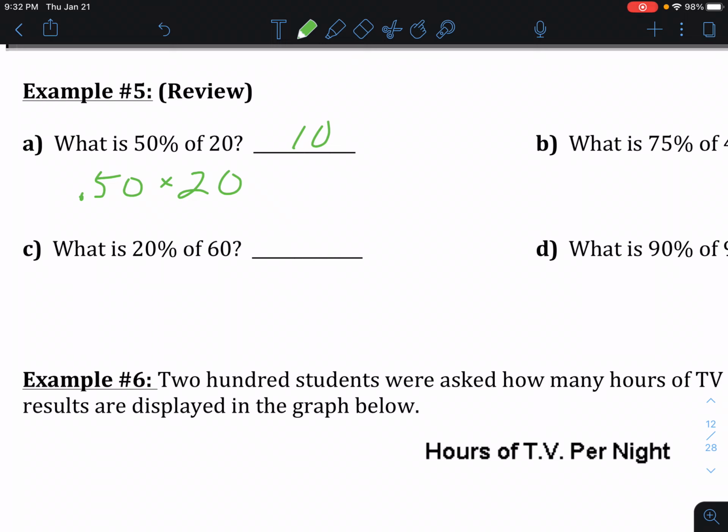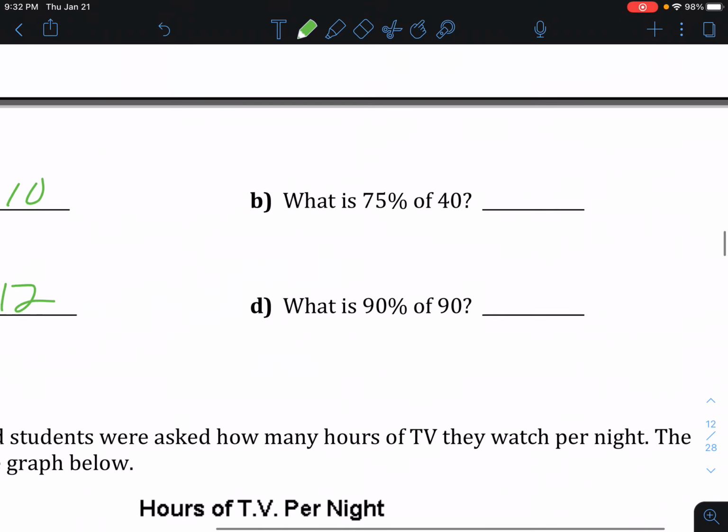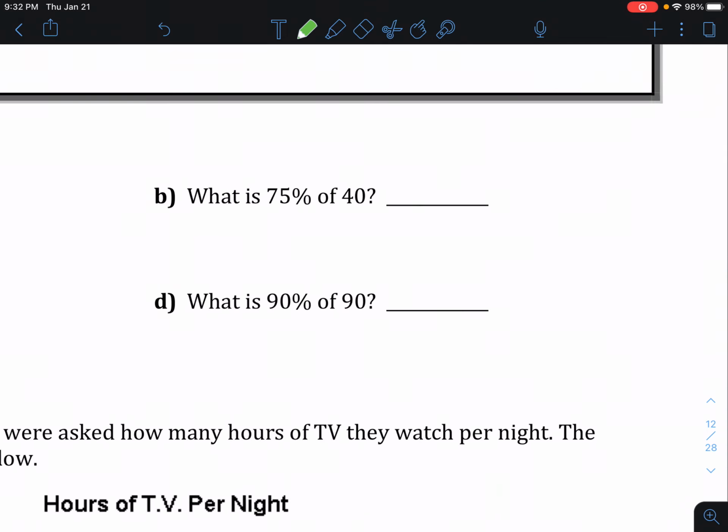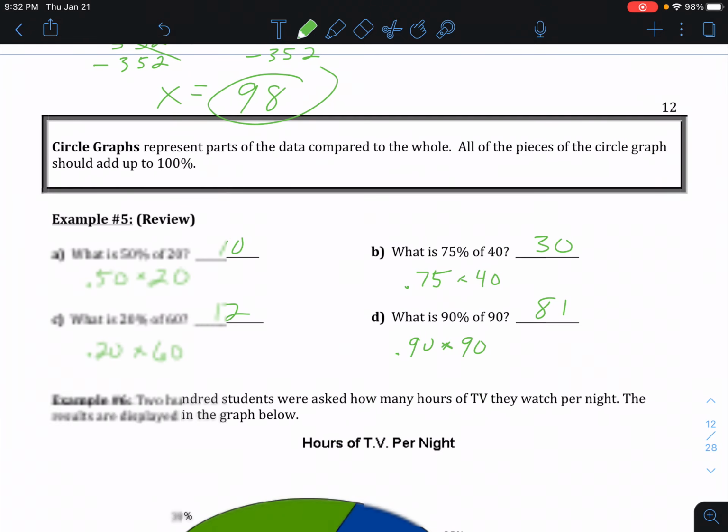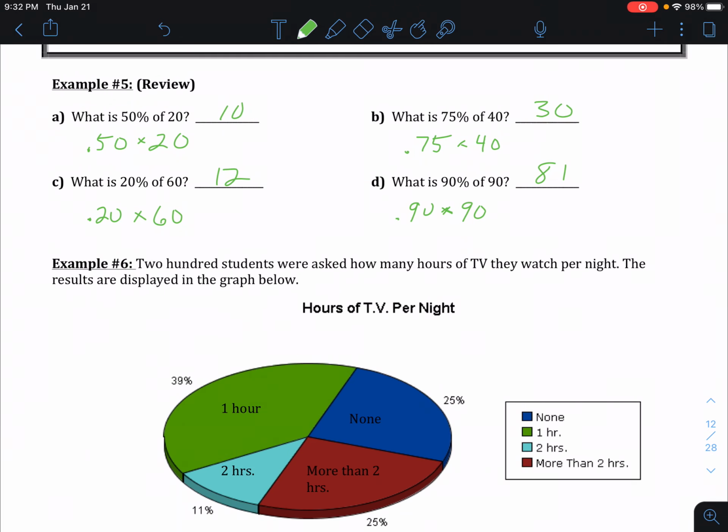So, letter C, what is 20% of 60? You do 0.20 times 60, and that would give you 12. What is 75% of 40? That's 0.75 times 40, and you would get 30. And then what is 90% of 90? So 0.90 times 90, and that would give you 81. So that's going to be our operation that we're going to be using here.